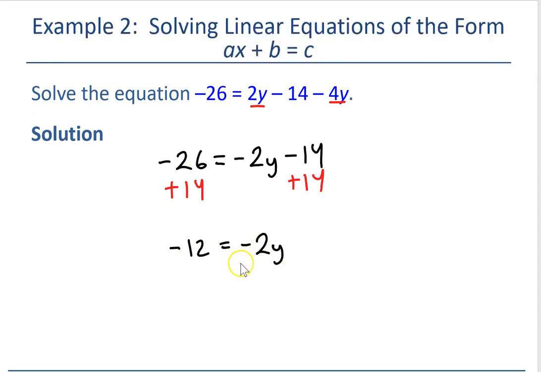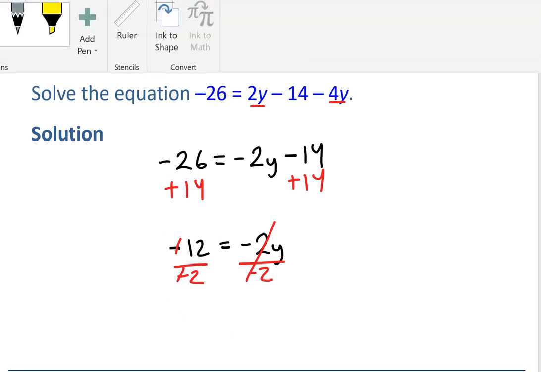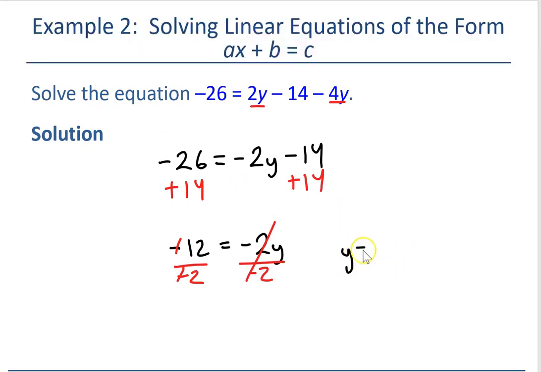Now we're going to do the division property like we talked about, and divide both sides by negative 2 to get this y by itself. That's going to reduce that out. A negative and a negative cancel, that's going to make a positive, so you get 12 divided by 2, which is going to be 6. So you end up getting y equals 6, which you can go back in there and check.